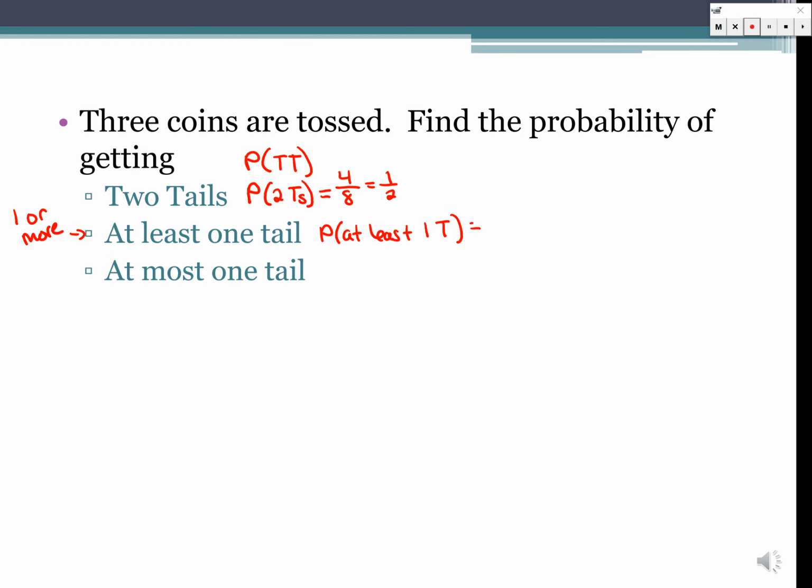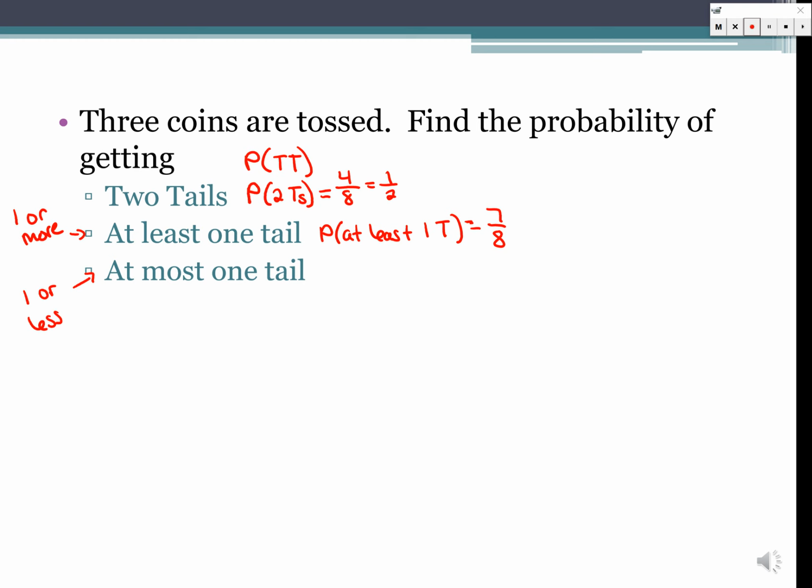So look through your sample space. I don't have mine up on the screen, so I got to take your word for it. How many of our outcomes, how many out of the 8 have 1 or more tails? 7 out of the 8. And I can't simplify that any further. Now, at most 1. At most 1 means what? It's the most I can have. So this is 1 or less.